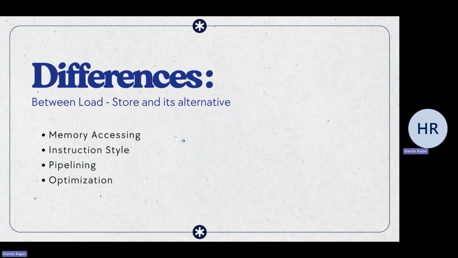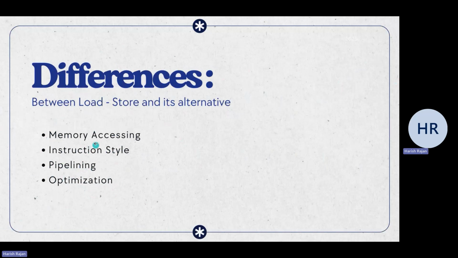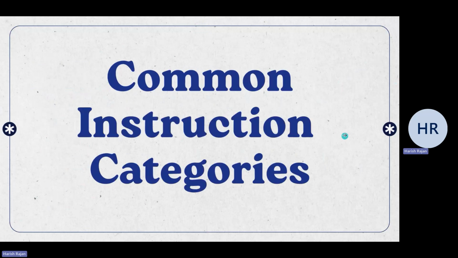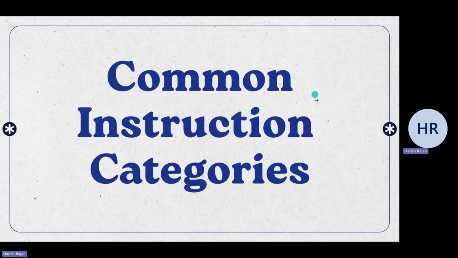So this is the main benefit of load-store architecture, because, as I said, pipelining and optimization exist, right? These two speed up our processes a lot. Our processes are done much quicker and much more efficiently, right? Now we'll move on to common instruction categories. Now this is a more memorization oriented thing, not much to understand per se.